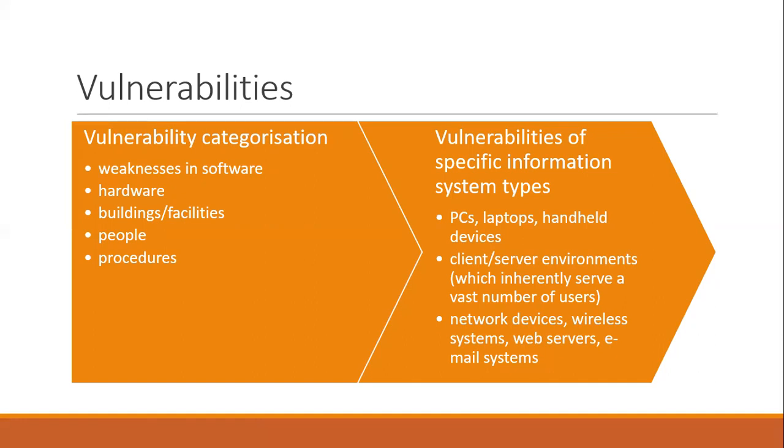Weaknesses in software, hardware, buildings and facilities. Consider our loading bay areas. How secure is that? People. Weaknesses in people: we've talked about the accidental threat or the deliberate threat that people, including employees, may pose to our infrastructure and our information assets. Procedures, inadequate procedures.